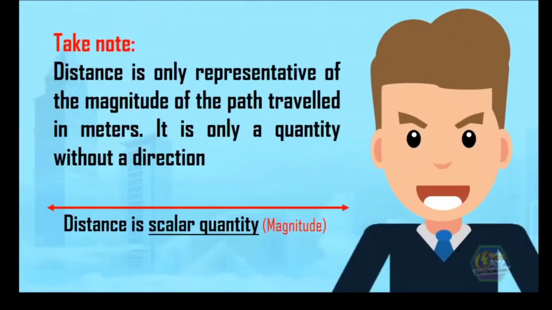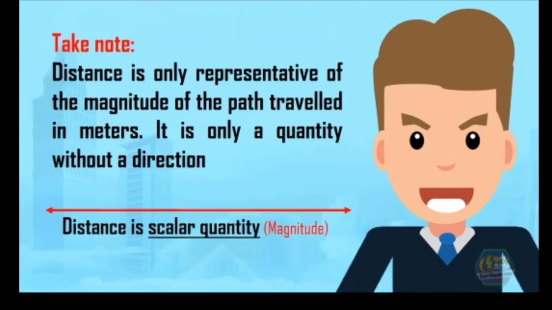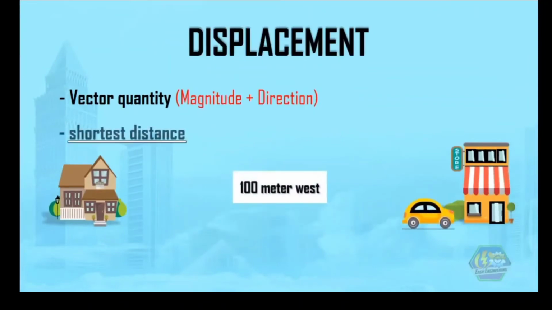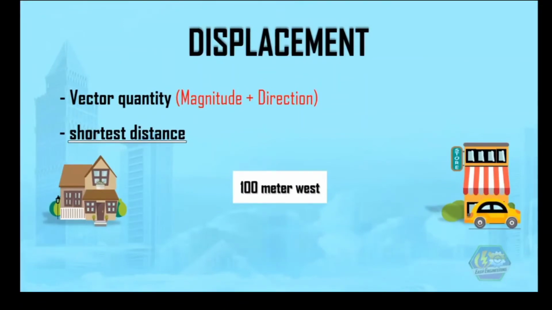Take note, distance is only representative of the magnitude of the path traveled in meters. It is only a quantity without a direction. Hence, distance is a scalar quantity. Here is a new term, displacement. It is a vector quantity. It is the shortest distance traveled between the initial and final point of a traveling object. The SI unit of displacement is also meter.